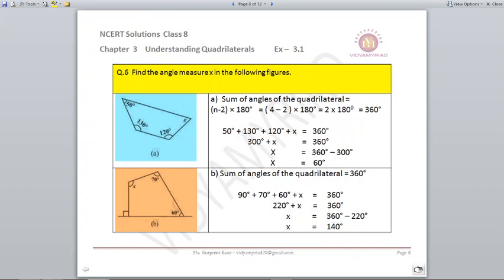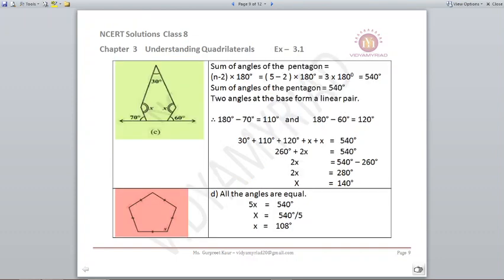In the second figure, you have 60 degrees, 70, x, and the base angle has nothing written, but it is marked as 90 degrees. Remember it. So we have all 3 angles. We can easily find the 4th angle by subtracting from 360 degrees. It comes out to be 140 degrees.